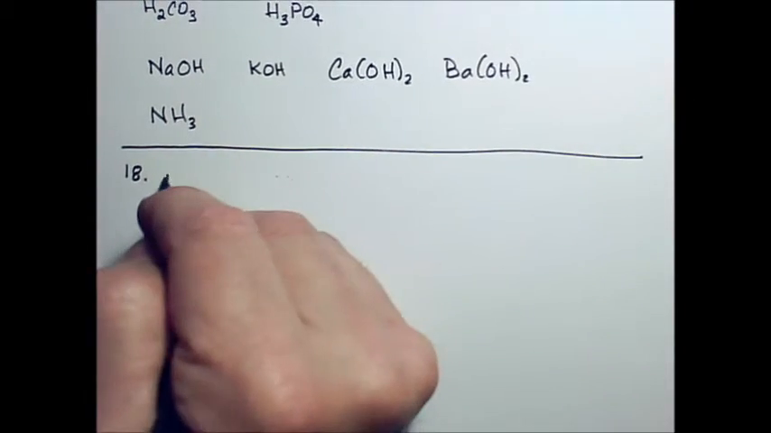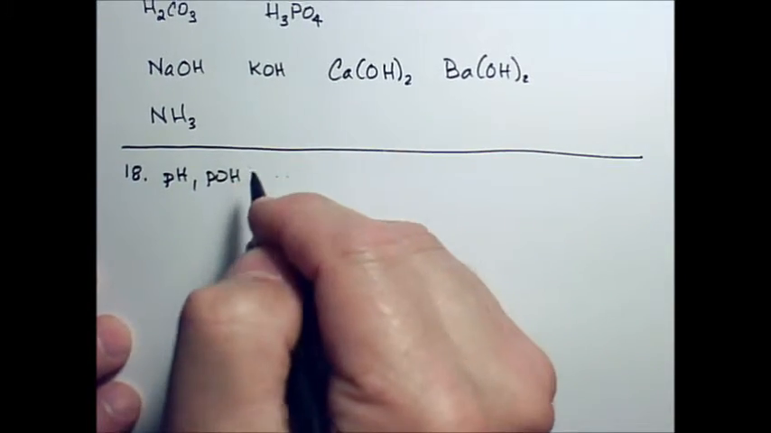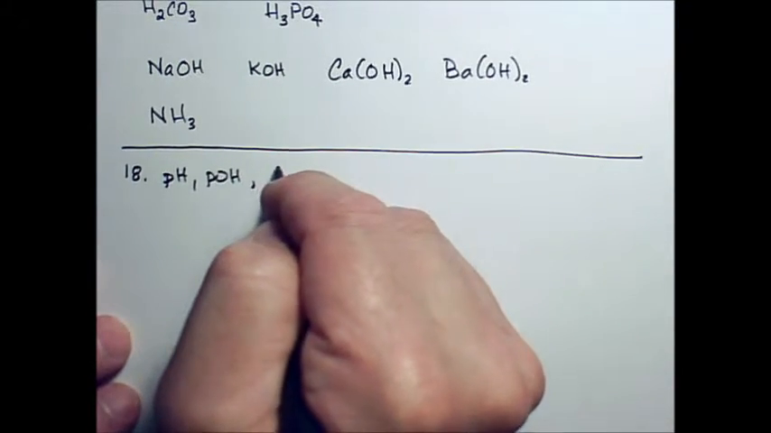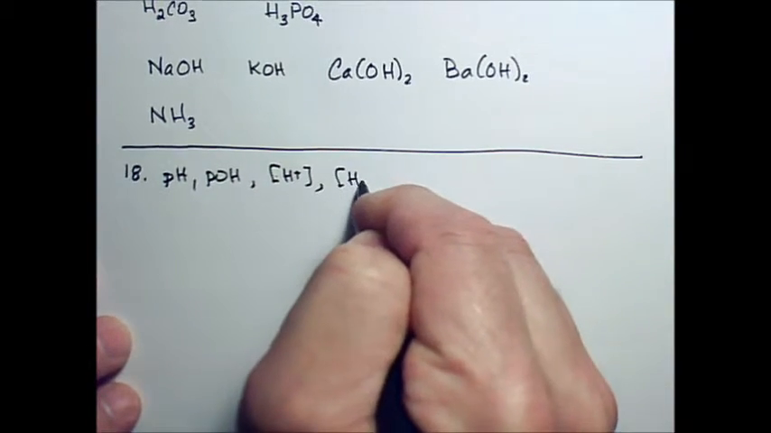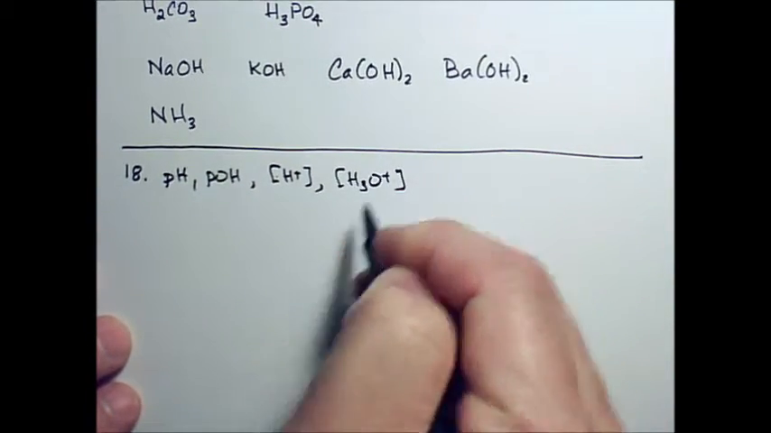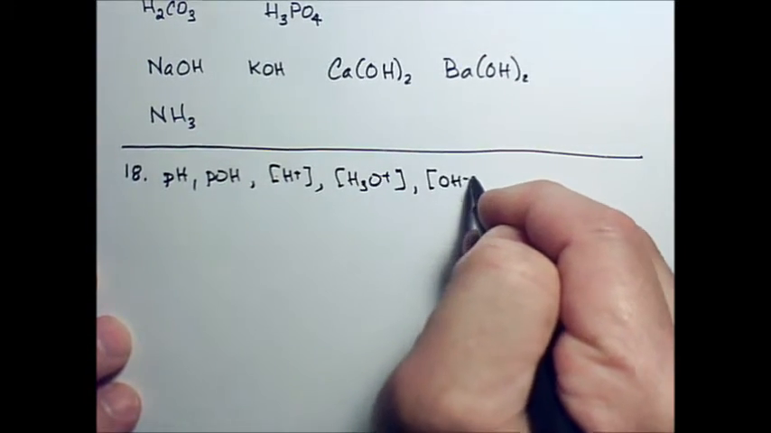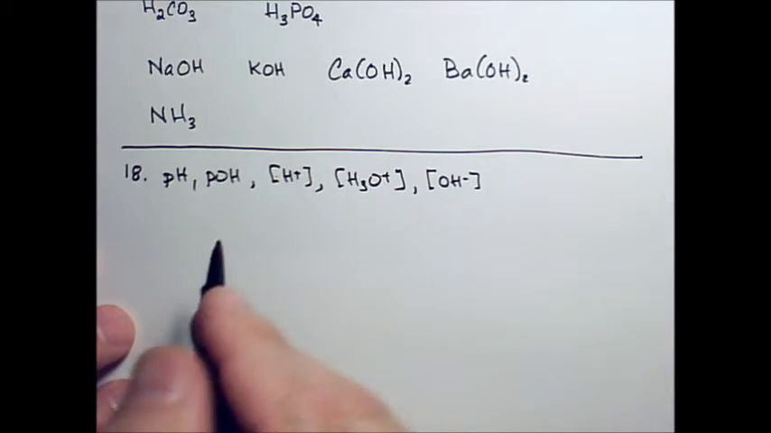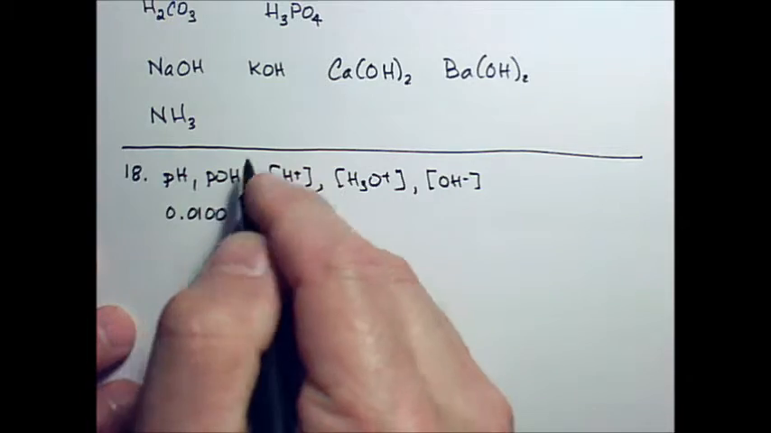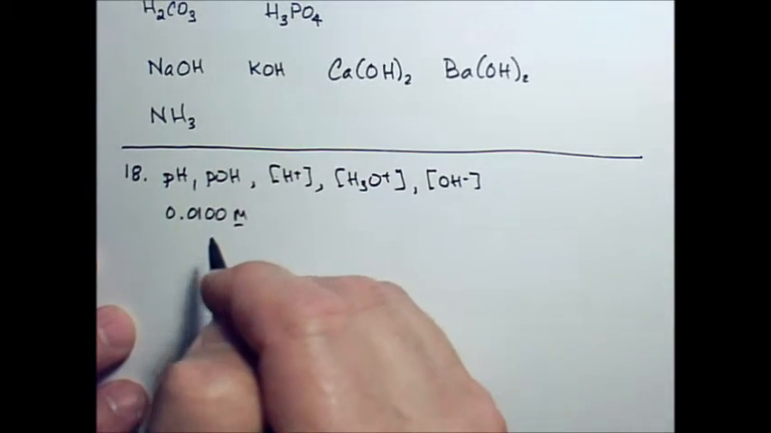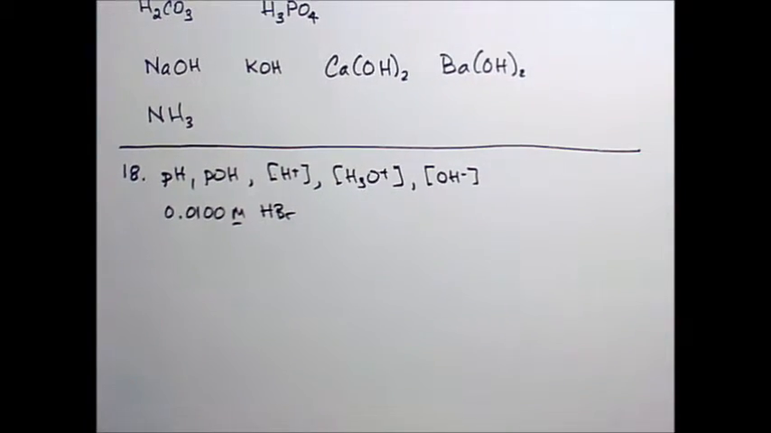All right, number 18. Determine the pH, pOH, the concentration of hydrogen ion, the concentration of hydronium ion, and the concentration of the hydroxide ion in 0.0100 molar hydrobromic acid solution. Okay?